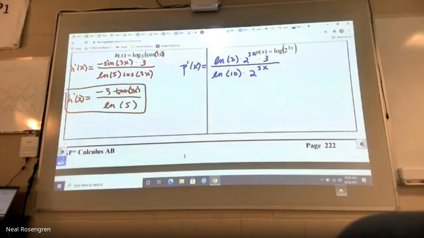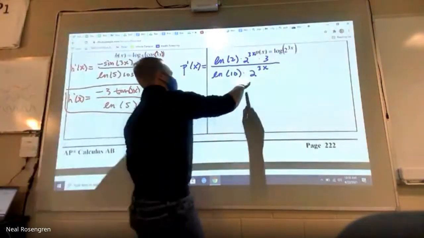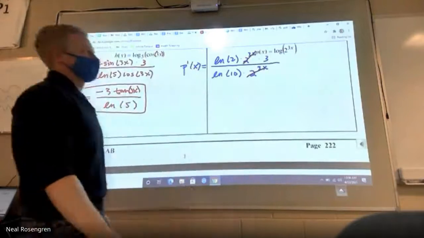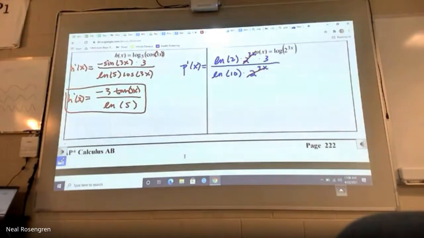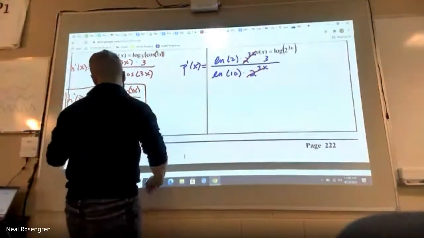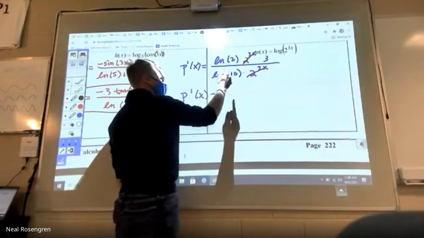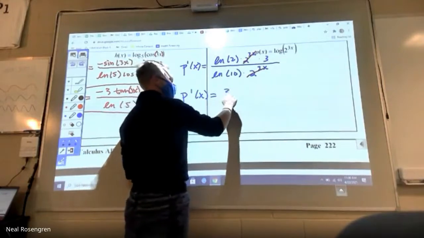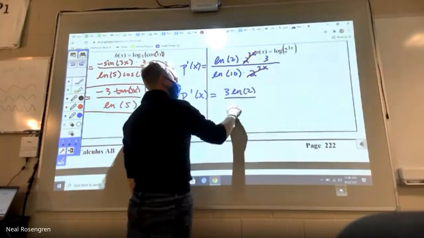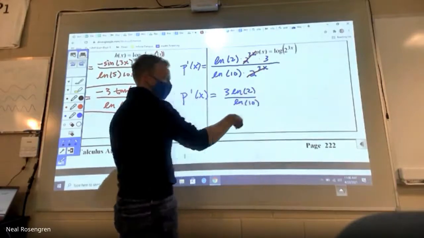Silly mistakes. Okay, now you're at 316. You know it. Common factor, get rid of it. And look what's left. ln of 2, a constant, times 3, another constant, over ln of 10, another constant. The slope of this function is constant. The slope of p of x, p prime of x, is 3 ln of 2 over ln of 10.